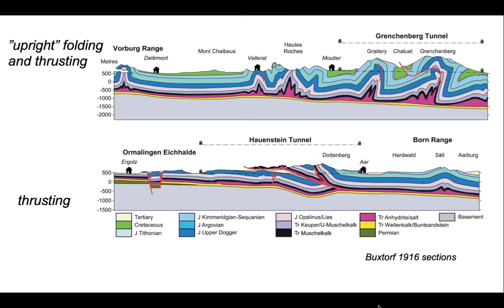Here's another one of his cross-sections. And the structural style varies from section to section. In the lower one, it looks fairly straightforward thrusting. In the upper profile, you can see more upright folding. There's thrusting as well, and some of those folds have folded the thrusts. But overall, the structural style is pretty straightforward.